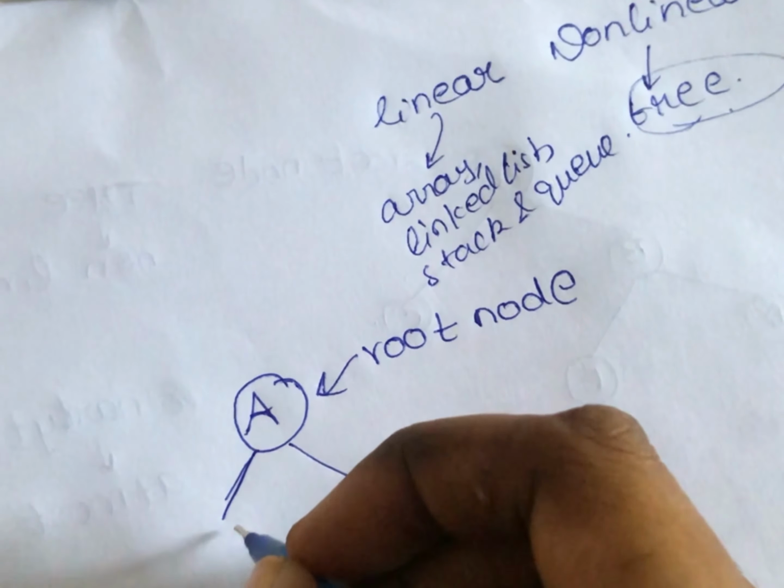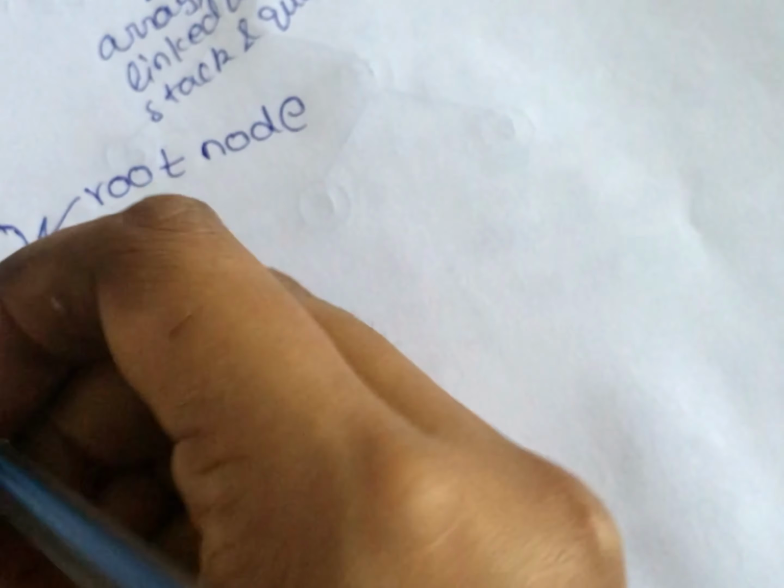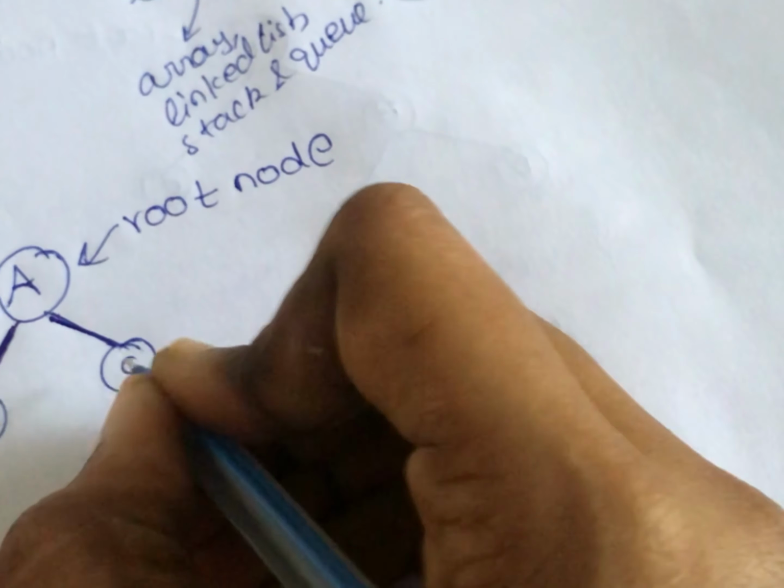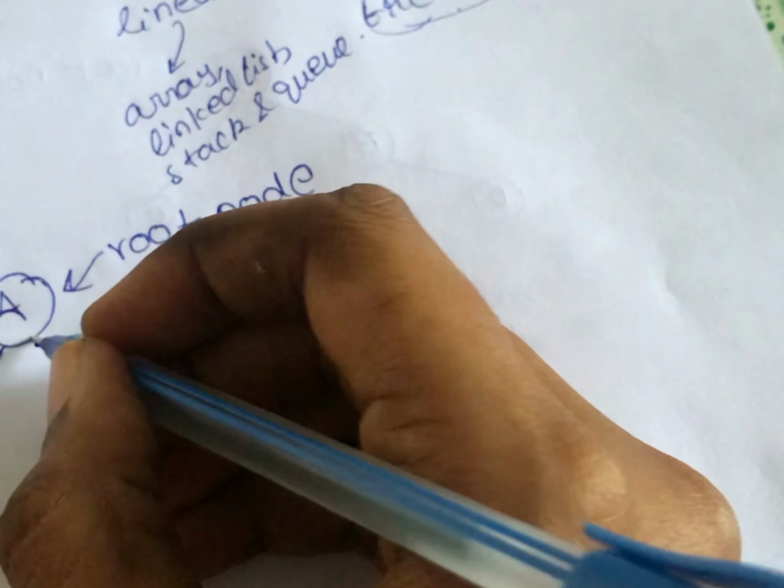So one of the children, the left part node, is called the left node, and this is called the right node, and these are known as edges. B is the left node, C is the right node, and this path is called the edges.